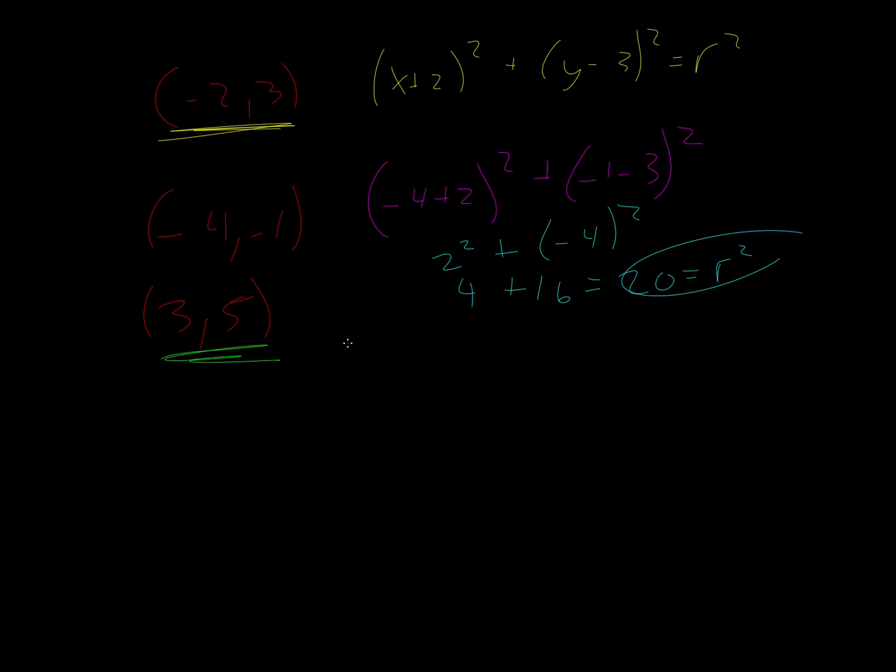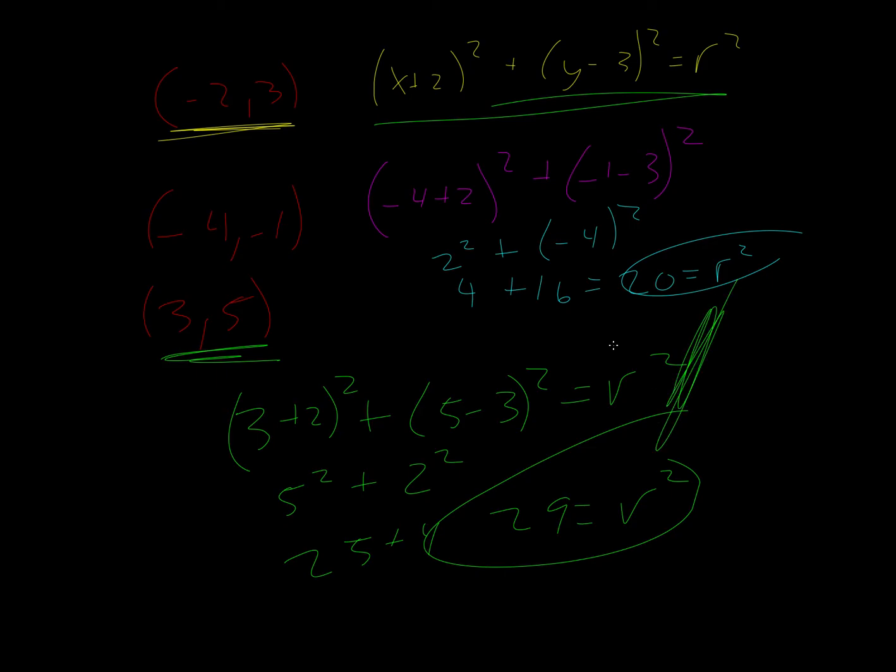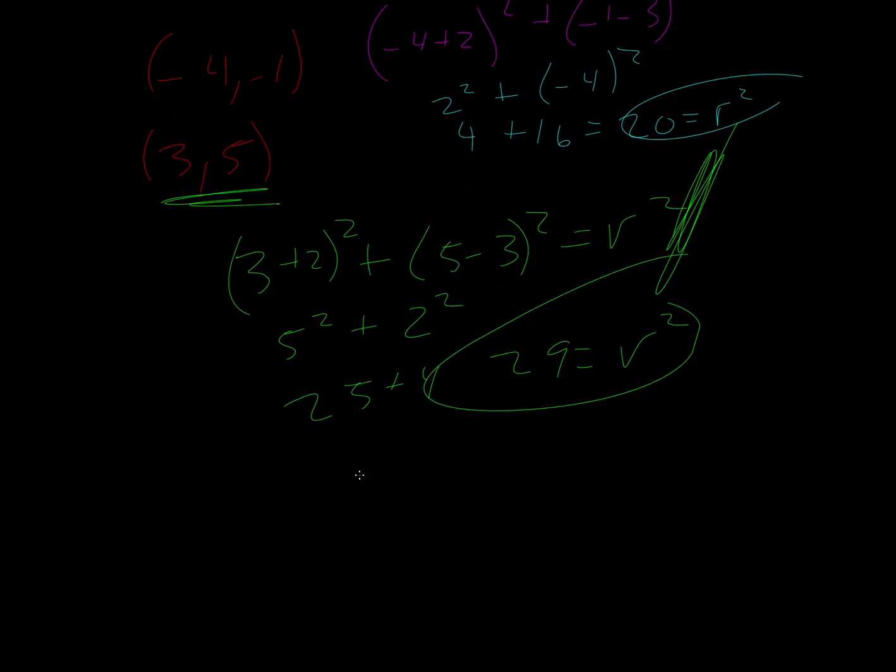Okay, now if I plug this one in, we get 3 plus 2. Once again, I'm plugging it in up here. 5 minus 3, squared, equals r squared. So that's going to be 5 squared plus 2 squared. So that's 25 plus 4, so that's 29 equals r squared. Since these are not the same, they're not on the same circle. So that's all we had to do on that one.